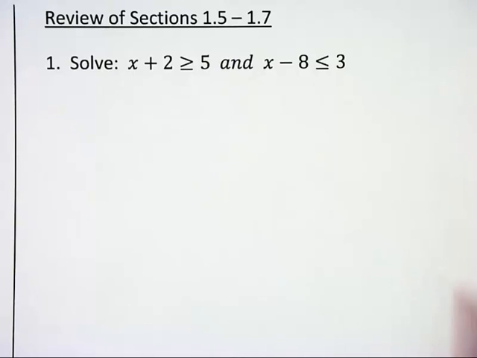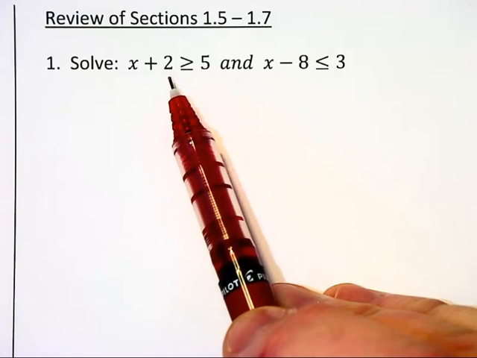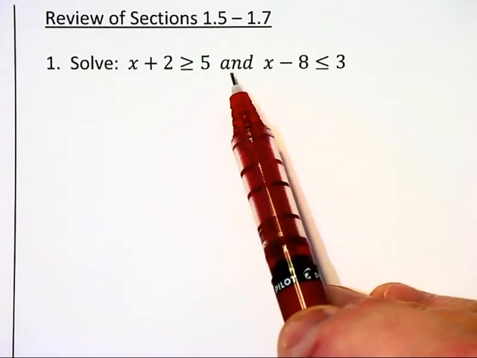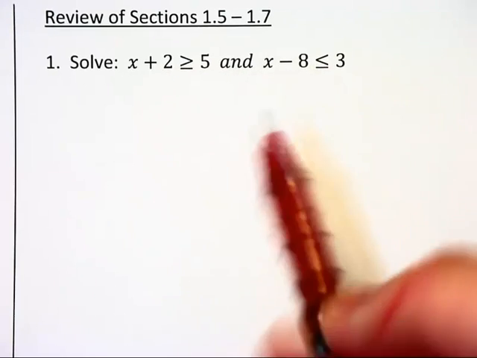Now let's look at a few problems from the last few sections that are a little scrambled up here. Notice that the first problem does not have absolute values in it, so we're not going to use what we just did in the last section, but it does have the word "and" in it. We're going to need to clean up and solve each inequality separately.